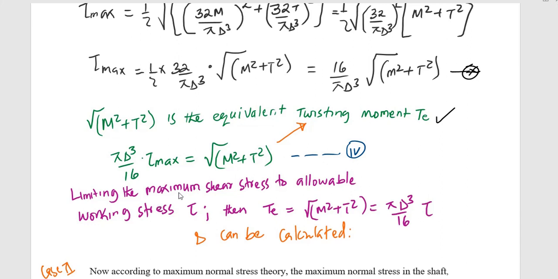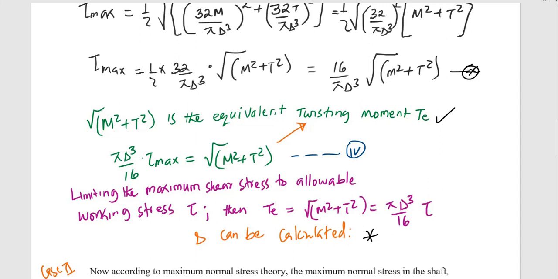So if we limit the maximum shear stress to equal the allowable working stress, it means this tau max will tend to tau, which is the allowable working shear stress. Therefore, if we substitute this tau max with tau, the allowable working shear stress, it means pi d cubed out of 16 times tau is equal to that. So it means this equivalent twisting moment Te, equal to square root of M squared plus T squared, is equal to pi d cubed divided by 16 times tau, and it is from here that we can calculate d.